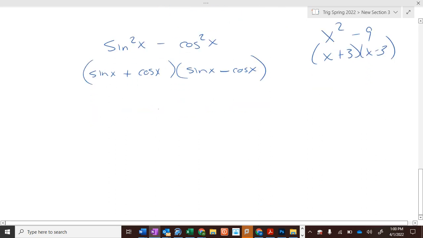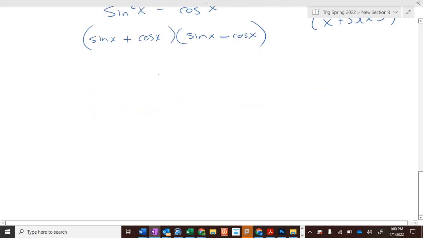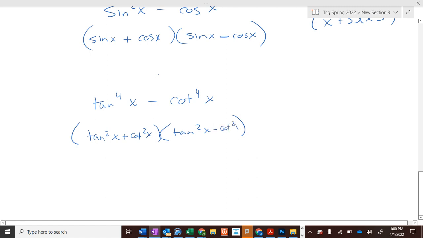Ooh, let's do another difference of squares. Let's do tangent to the fourth of x minus cotangent to the fourth of x. How do you do difference of squares here? Same thing but squared. So tangent squared of x plus cotangent squared of x, tangent squared of x minus cotangent squared of x. Bada bing, bada boom, we're done, right?